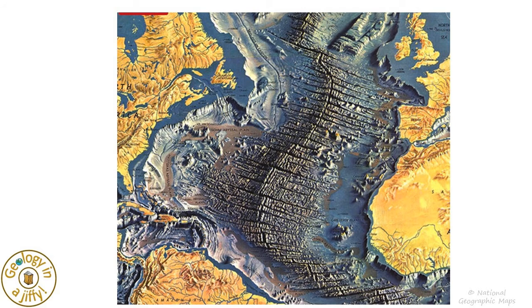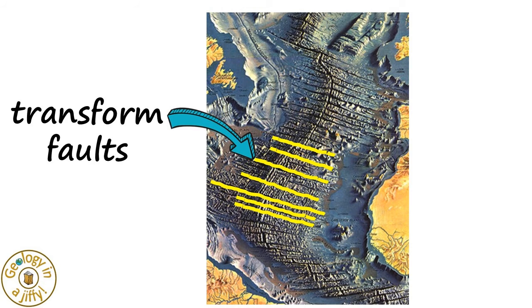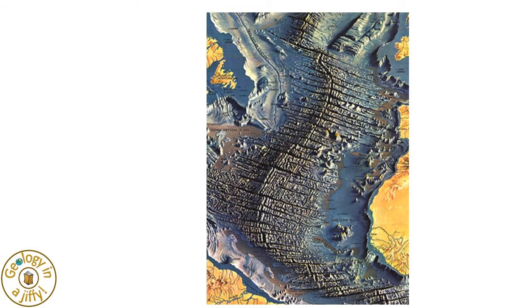When we study this famous graphical image of the floor of the Atlantic Ocean, we can clearly see the transform faults offsetting the spreading boundary that is making the oceanic crust, the transform faults enabling the sections of the Earth's crust to slide past each other over many millions of years.